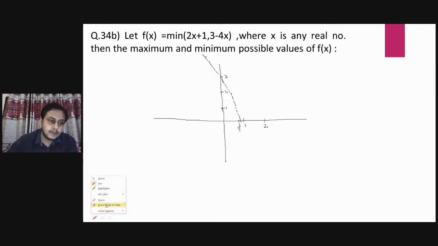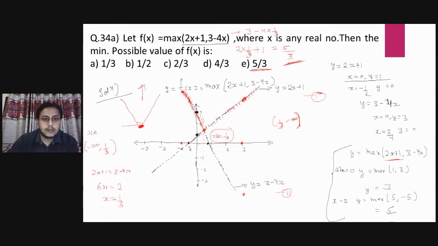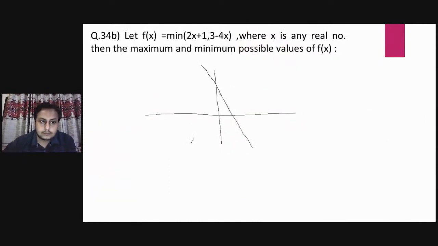Wait a minute guys. Minus 1 by 2, 1. Let's say this is 3 by 4. This is minus half. This is 1. This is 3. This is x-axis, minus infinity to plus infinity. Y-axis. Right.